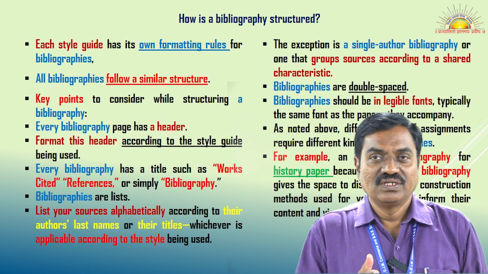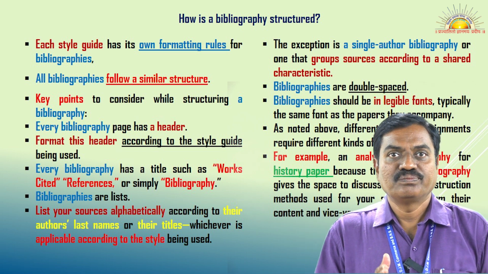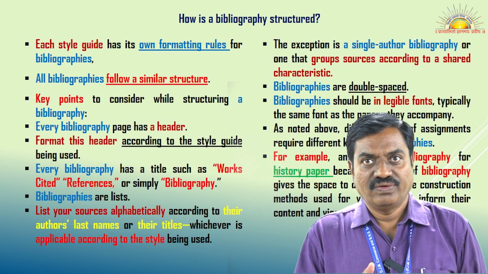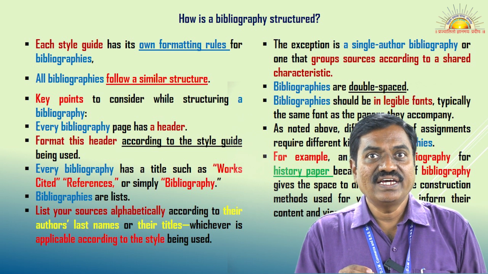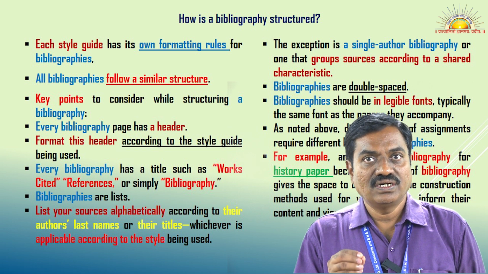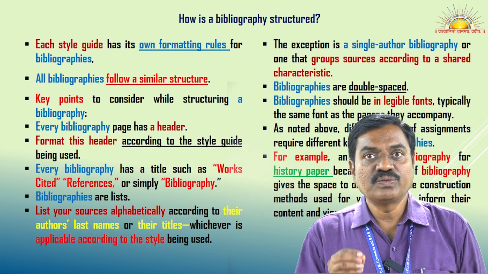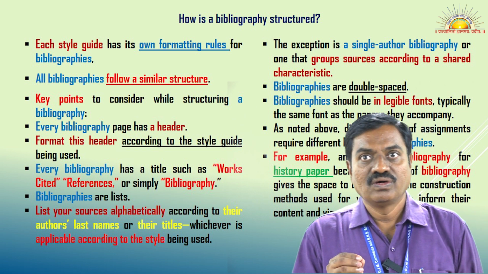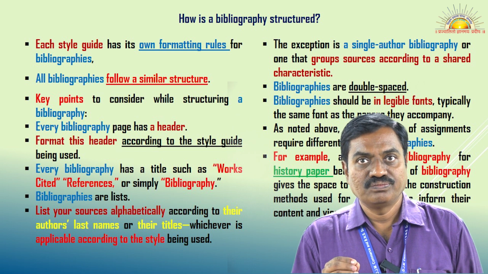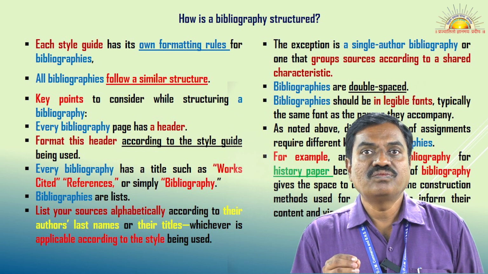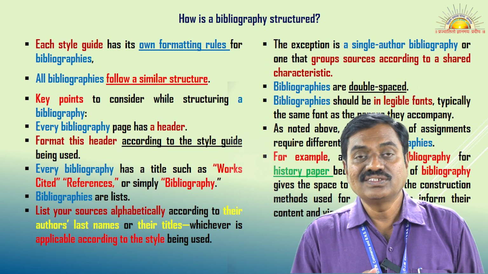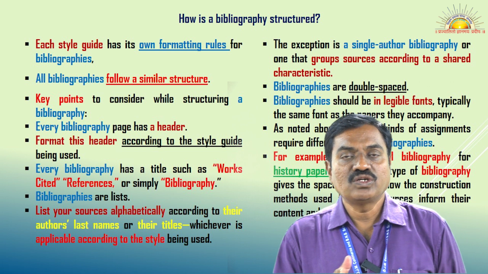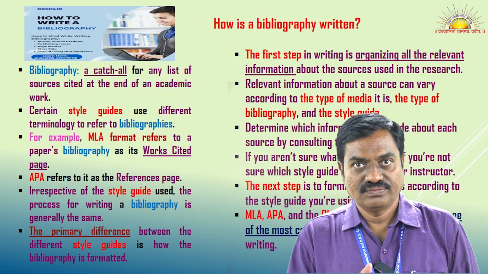As noted above, different kinds of assignments and research papers require different kinds of bibliographies. For example, you may write an analytical bibliography for your paper, because this type of bibliography gives you space to discuss how the sources you used were constructed. If you aren't sure which kind of bibliography to write, you may consult your research guide for understanding it. Now, we will talk about how to write a bibliography.